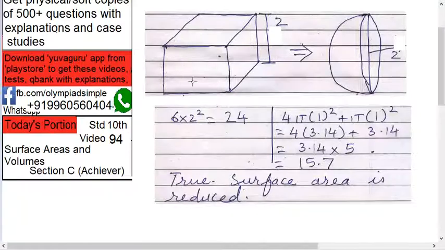There are 6 faces to the cube and each face is 2 into 2. So 6 into 2 into 2, so 24. Original surface area is 24.